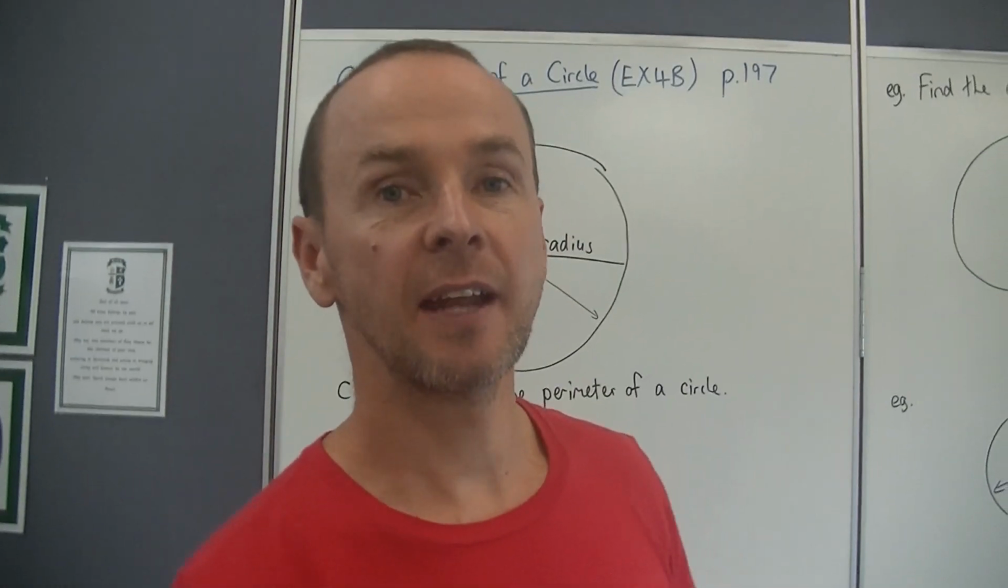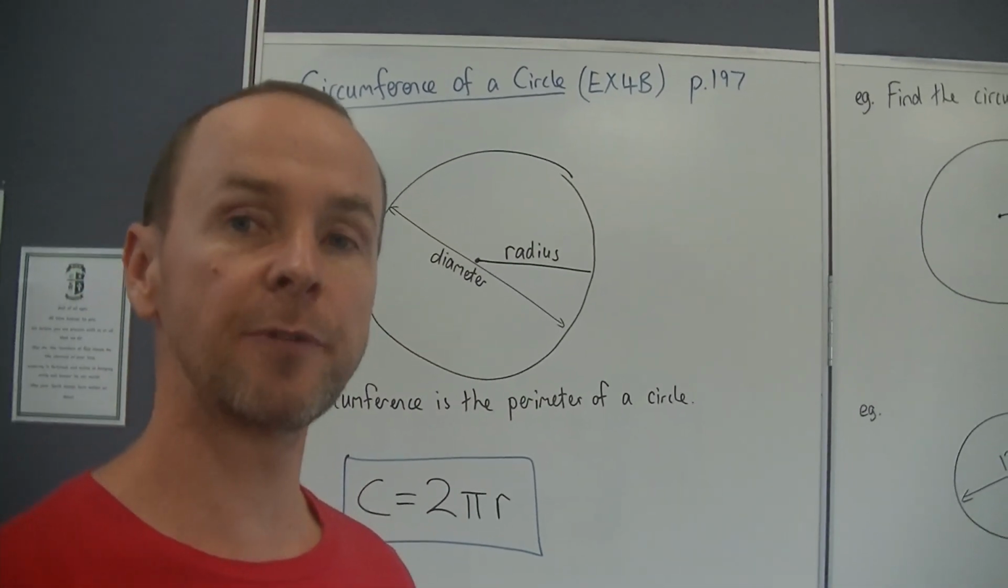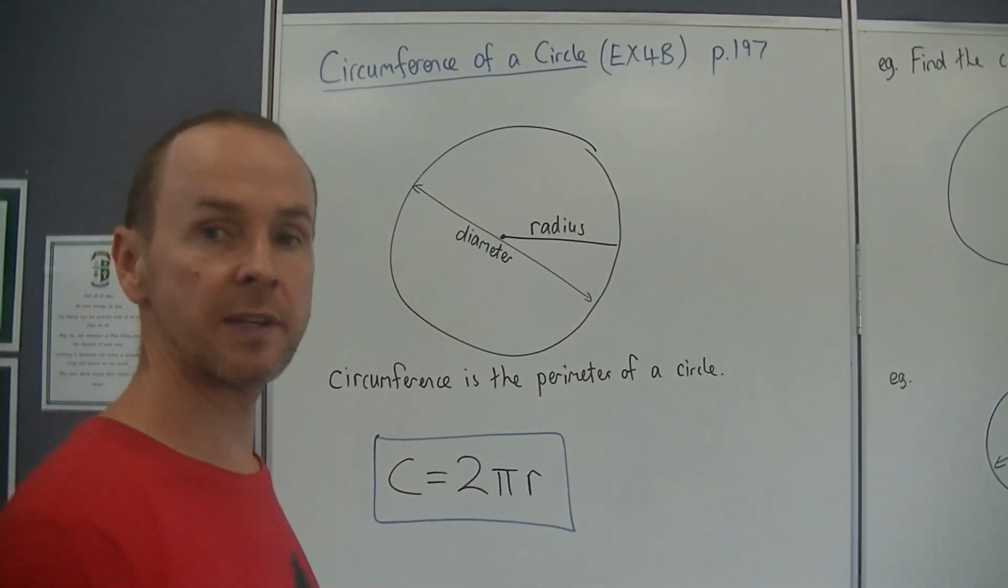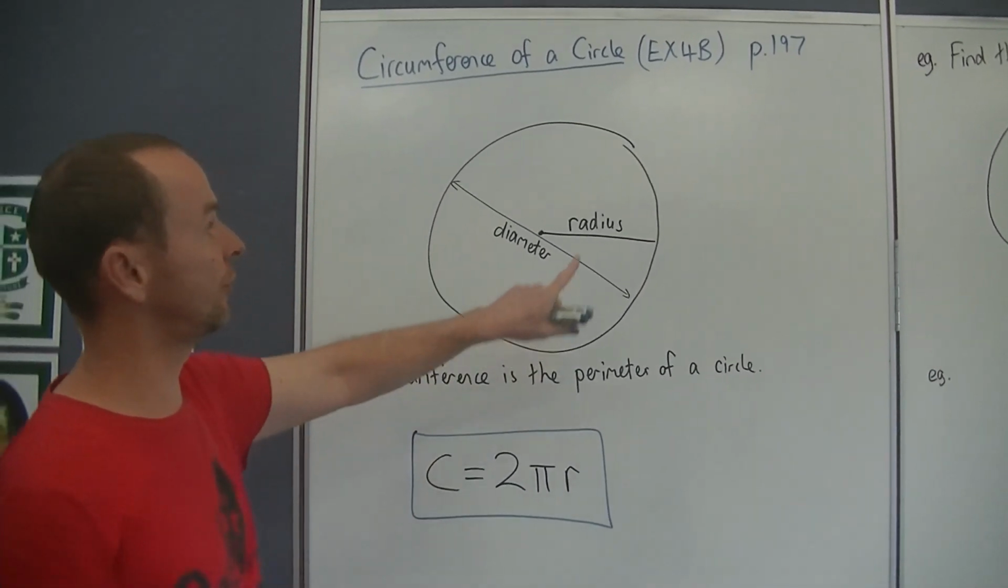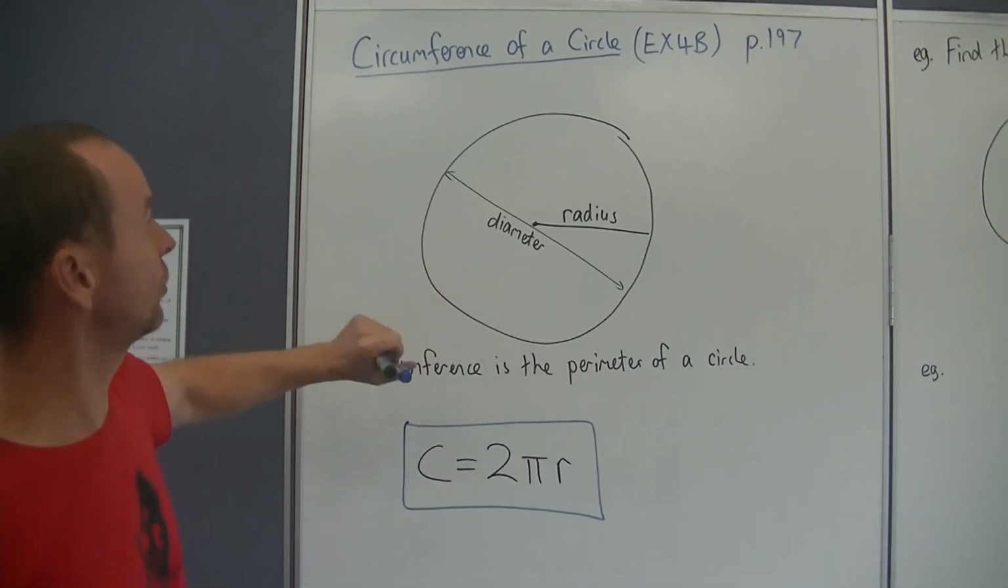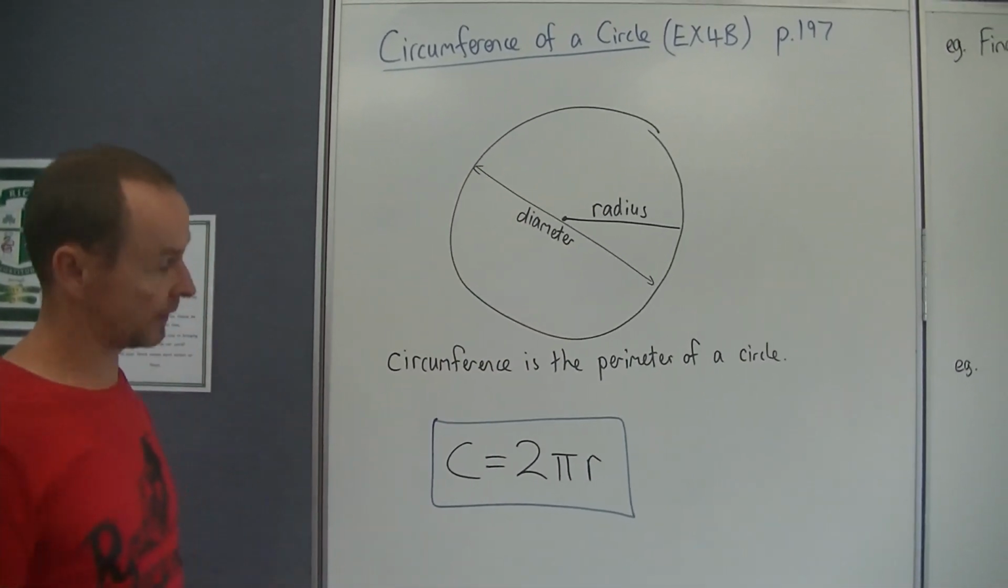Hi guys, today we are doing exercise 4B, the second exercise, which is the circumference of a circle. Circumference is a fancy word for perimeter, but it is only used for circles. So when we're dealing with circles, we don't say the perimeter, we say the circumference. And a couple of little fun facts.